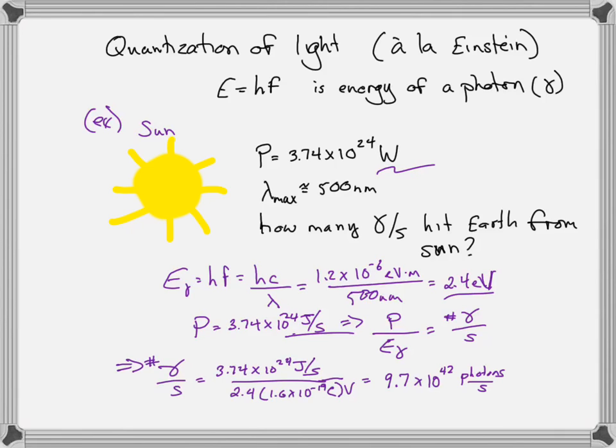Think about it. So that ends up giving us 9.7. I changed the units to joules here. Changed the electron volt to a joule. 9.7 times 10^42 photons per second. So there are 9.7 times 10^42 photons per second coming from the sun. That's an unimaginably large number. But that is not the answer to the question. The question was how many hit the Earth.